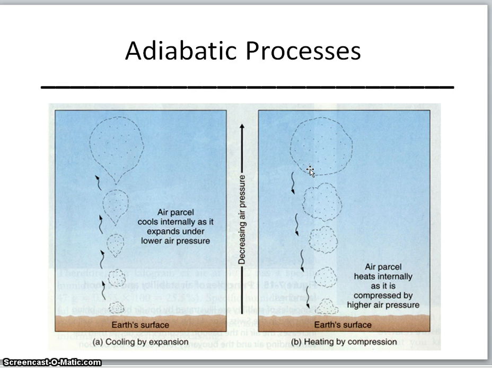Now, of course, the opposite, when you're talking about compressional warming: the parcel starts up above the surface where there's less pressure, so it's as big as it can be, and as it moves down to the surface, the pressure increases as you get closer to the surface, and that parcel gets pushed on and pushed on and pushed on. The more you push on it, the more friction you're getting. The more friction, the hotter it's going to be. So that's why compressional warming is where it ends up heating up.